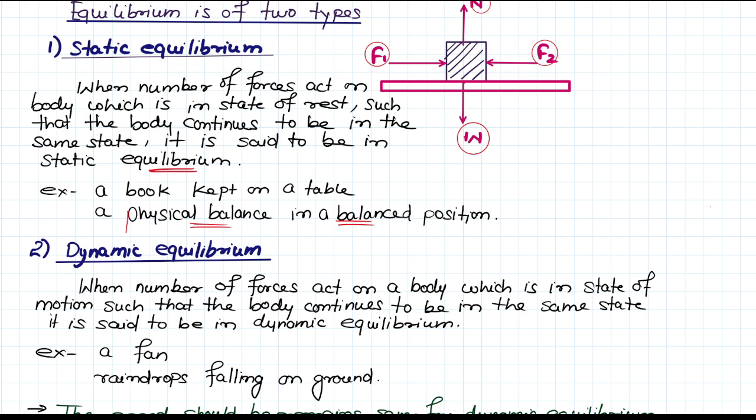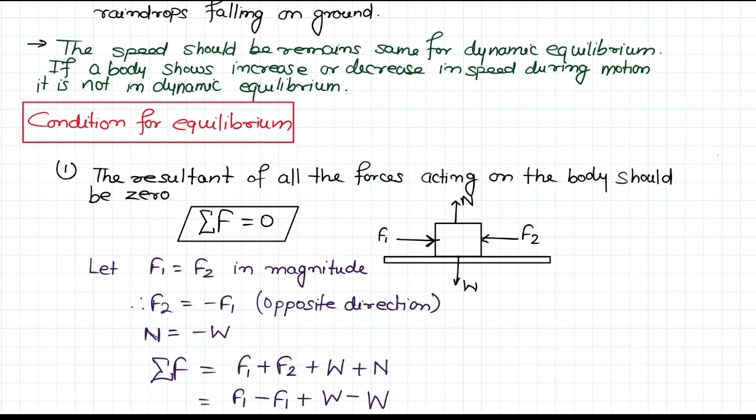Next is dynamic equilibrium. When a number of forces act on a body which is in a state of motion such that the body continues to be in the same state, it is said to be in dynamic equilibrium. Examples: a fan, raindrops falling on the ground. The speed should remain the same for dynamic equilibrium.